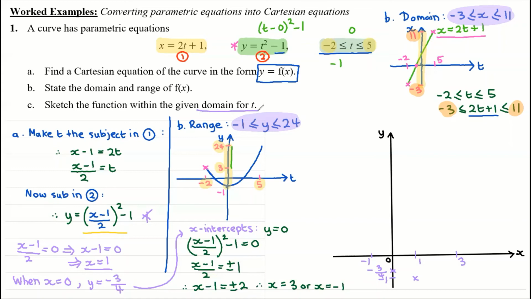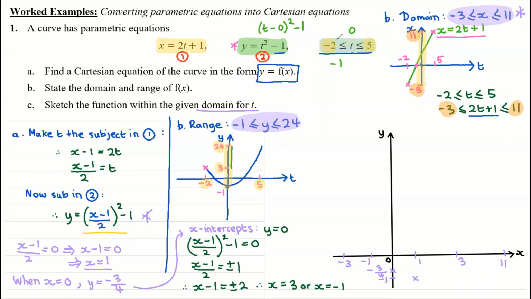Now, the given domain for t corresponds to a given domain for x, which we found out right up in the top right-hand corner. So we've got to go from -3 up to 11. Now, obviously, my scale is pretty bad. So I'm just going to have to squeeze 11 on here. Maybe it's logarithmic, I don't know. And let's draw the curve in.